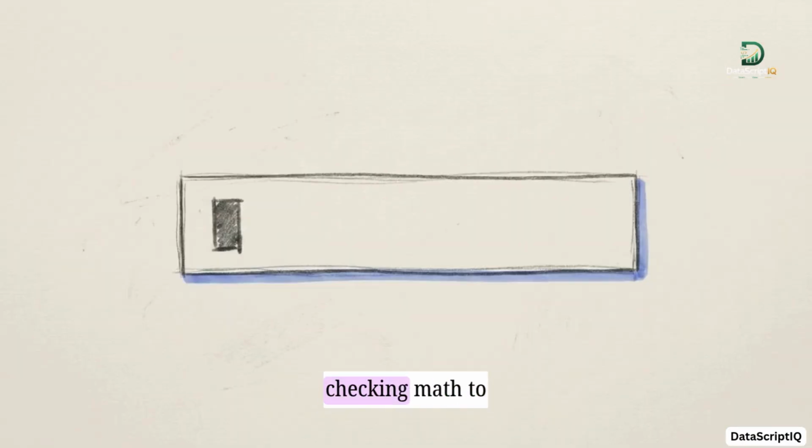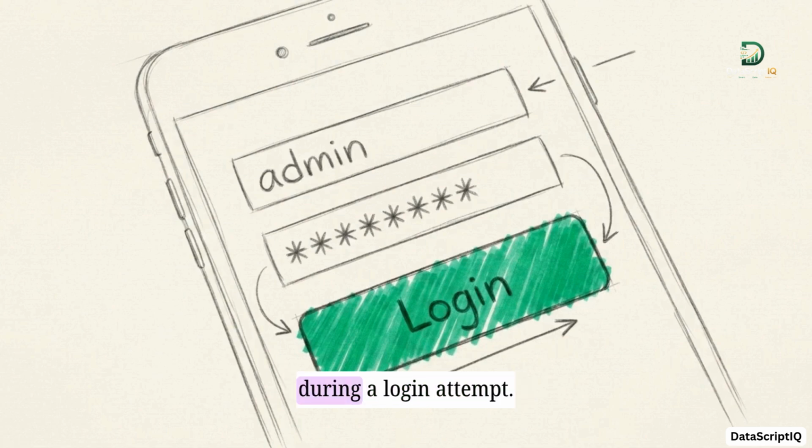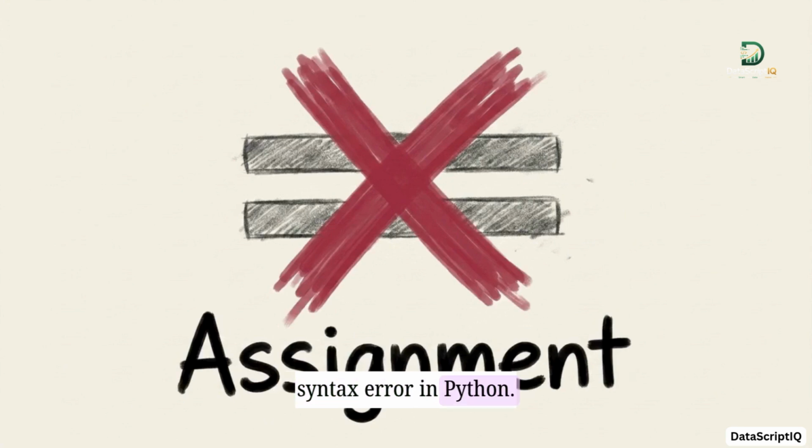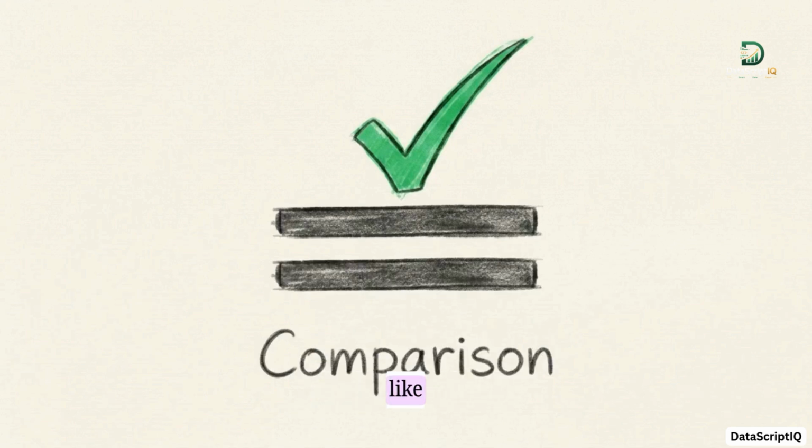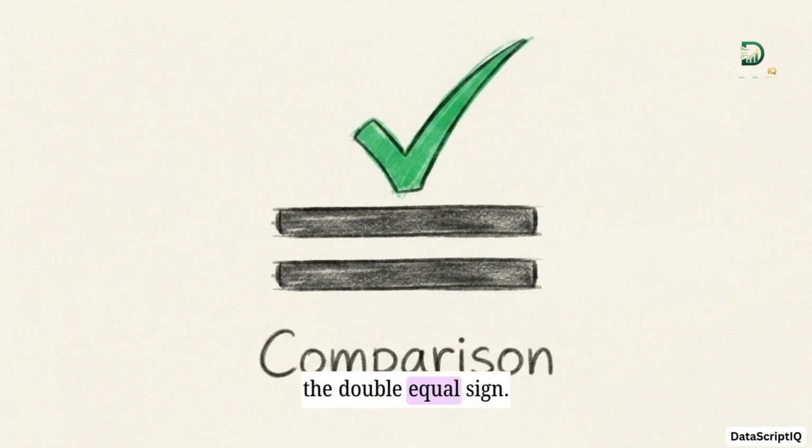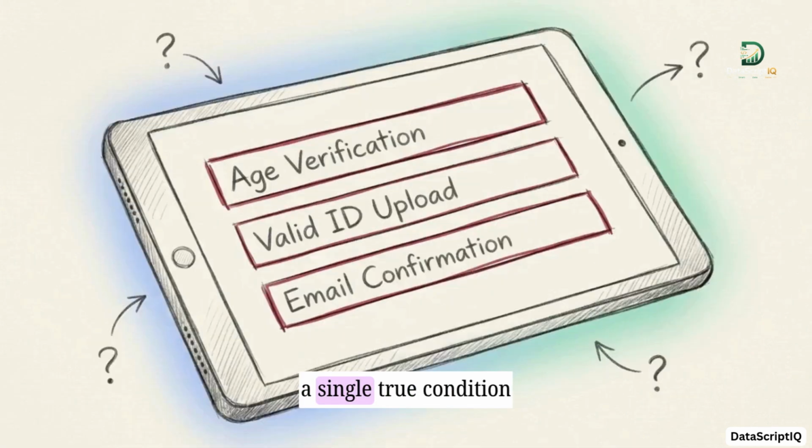Now let's shift from checking math to checking exact text matches, like verifying a username during a login attempt. This graphic shows a common syntax error in Python. A single equal sign assigns a value to a variable. When you want the program to compare a value, like checking if a username is exactly admin, you must use the double equal sign.